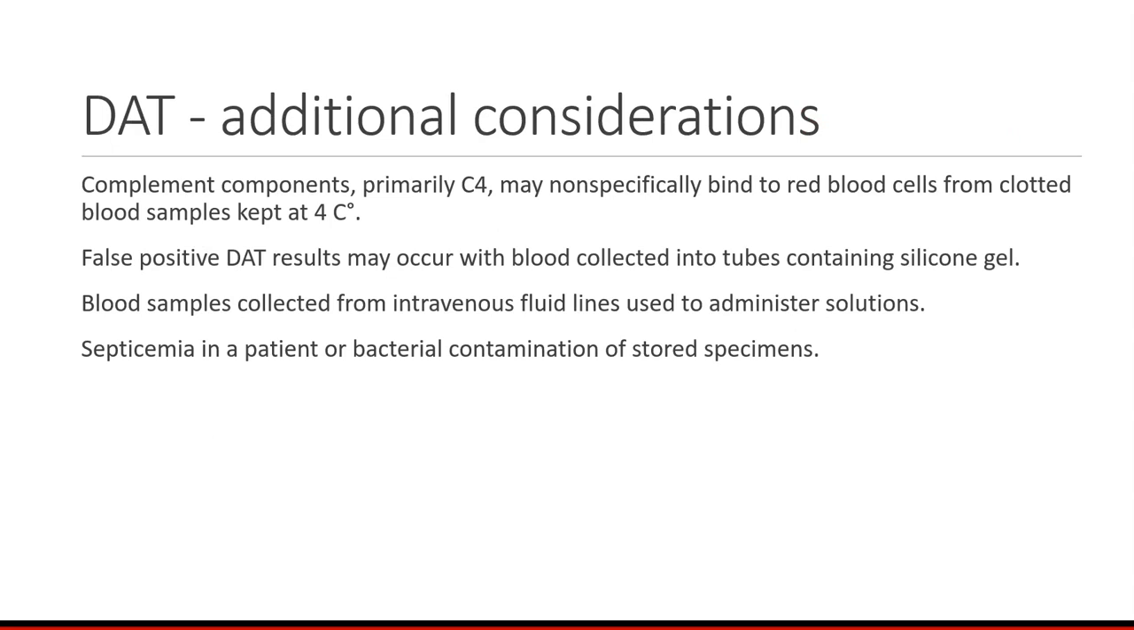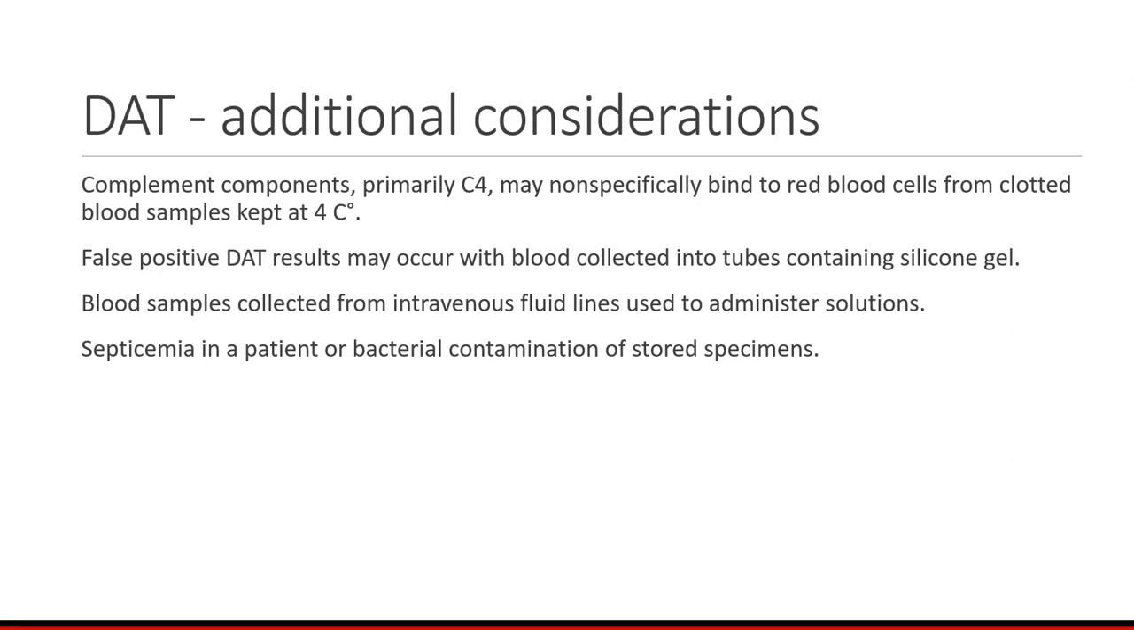Let's talk about additional considerations for the direct antiglobulin test. Complement components, primarily C4, may non-specifically bind to the red cells from clotted blood samples kept at 4 degrees centigrade. So it's really important to allow your sample to come to room temperature, but even then, sometimes this reaction is irreversible. False positive DAT results may occur with blood collected into tubes containing silicone gel.